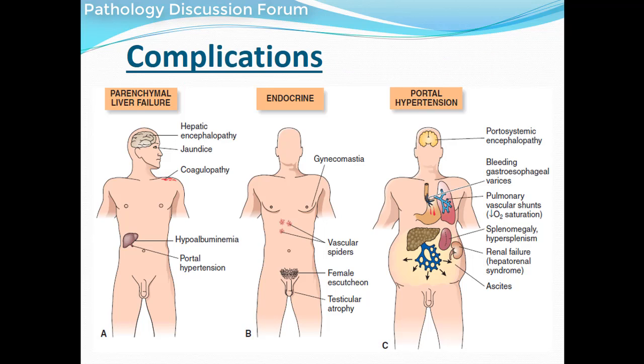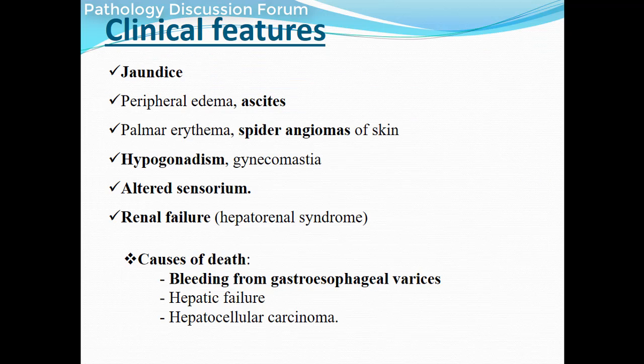These are the complications of cirrhosis, and among them bleeding gastroesophageal varices is the most common cause of death. Clinical features are jaundice, ascites, spider angioma, hypogonadism, altered sensorium, renal failure, etc.